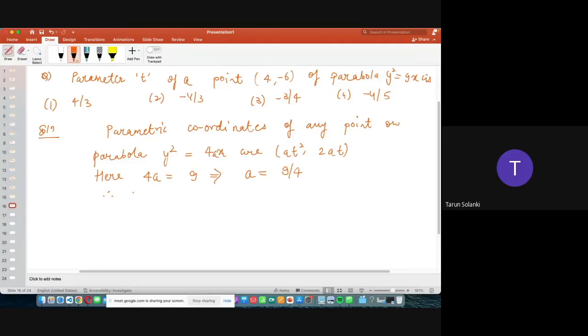So now let's write the y coordinate. That is 2at is minus 6. So finally 2 into 9 by 4 into t is minus 6. So t will become minus 4 by 3. Means option 2 is the correct answer. Okay, just note down this problem.